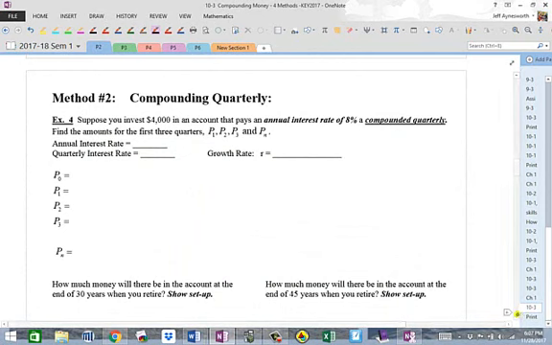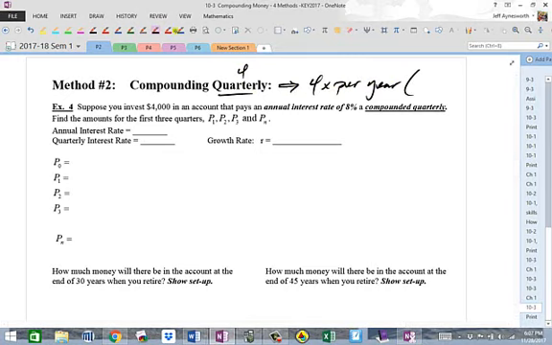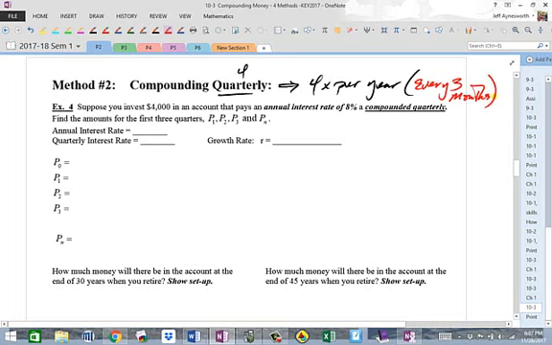Now, when you do it quarterly, that means 4 times per year. There are 4 quarters per year, right? That means every 3 months, 12 divided by 4 is 3. So every 3 months, the bank puts interest in your account. And your money grows faster this way because they do it 4 times per year versus only 1 time per year. So this is better than what I just did.